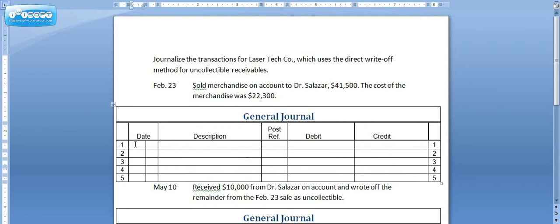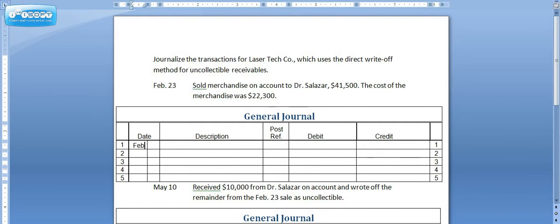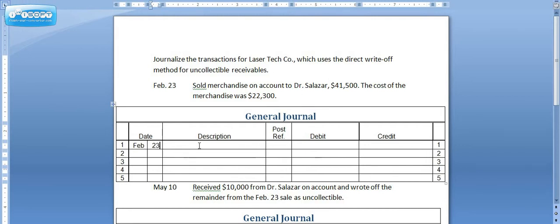Okay, so the first transaction is on February 23rd, and here Laser Tech Company sold merchandise on account to Dr. Salazar for $41,500. And the cost of that merchandise was $22,300. So this is a Chapter 5 transaction, okay, remember back then? And we have to make two journal entries. The first one is to record the sale on account.